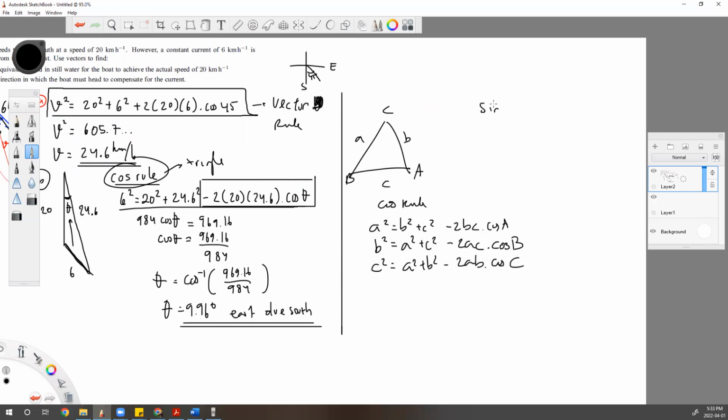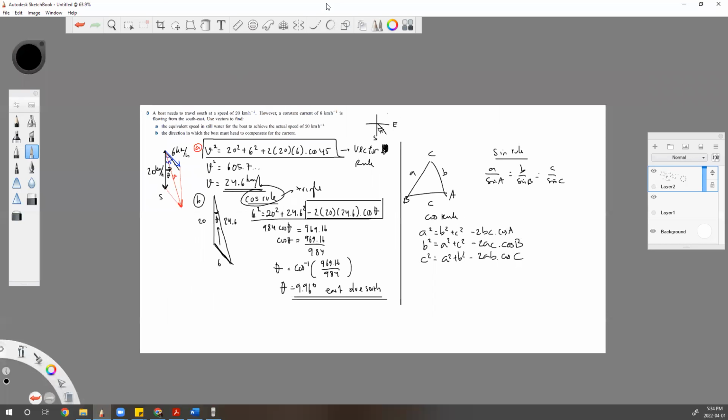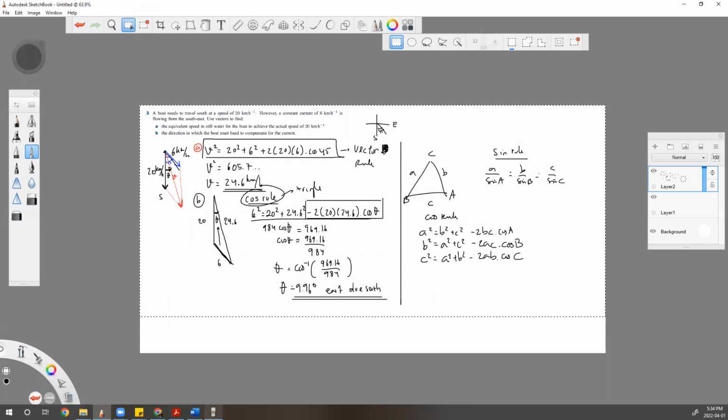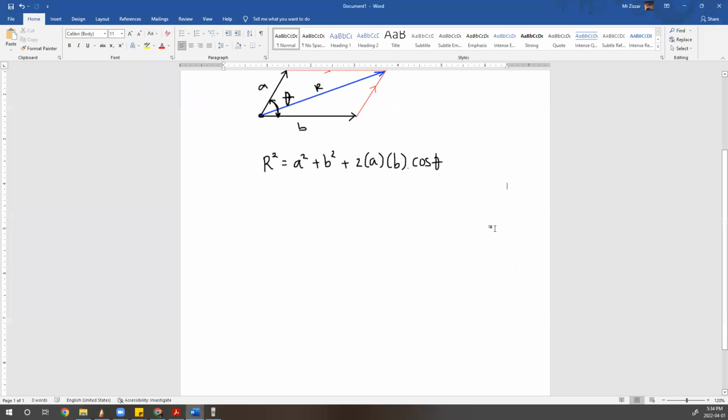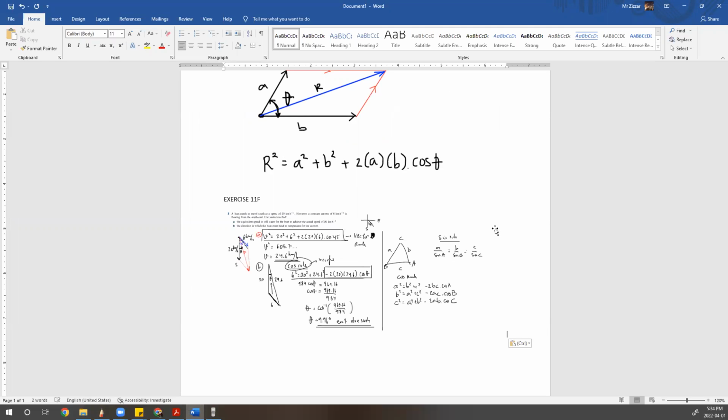How about the sine rule? Sine rule is for the opposite, right? So a over sine a equals b over sine b equals c over sine c. This is the background knowledge that you need to understand. Okay, that's for question 11F. Okay, I will send this to you later. Exercise 11F. Number 3. Now let's go to number 4.